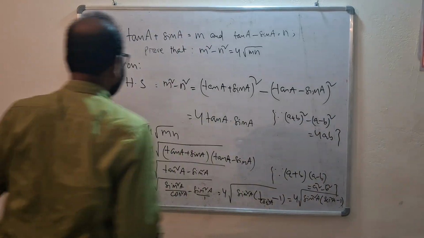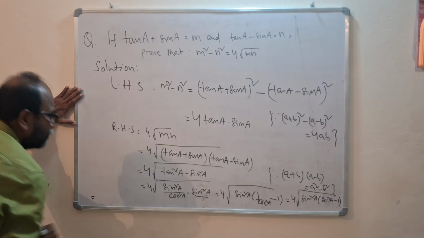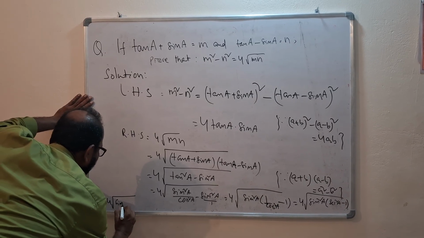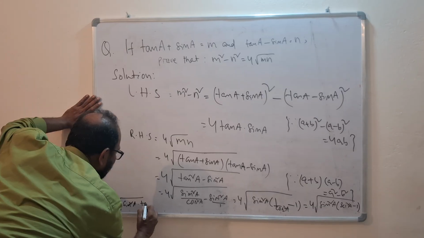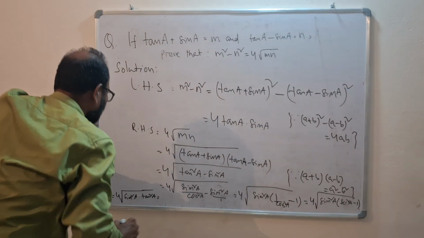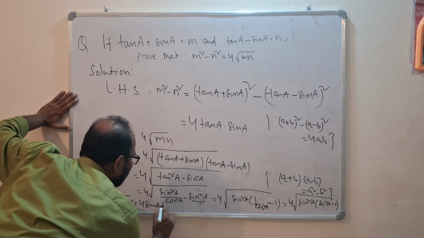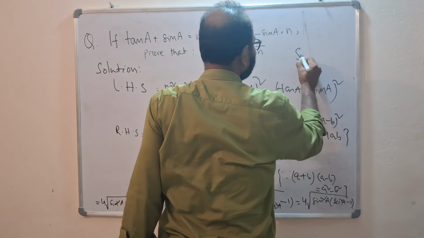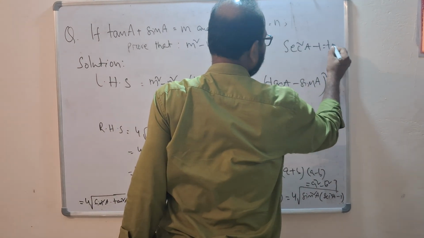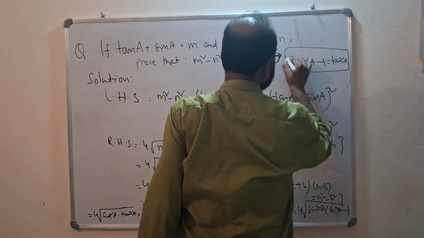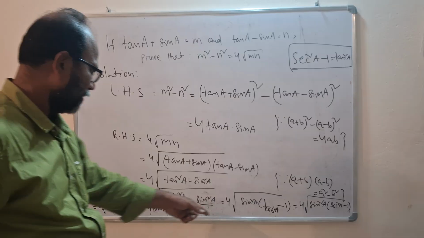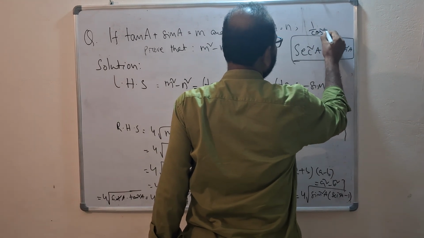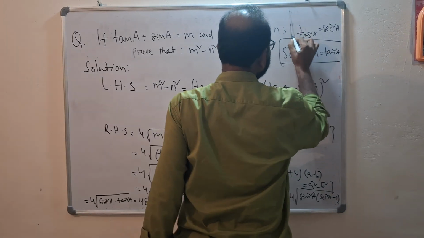So that is equal to 4 into square root of sin square A into tan square A, because sec square A minus 1 is equal to tan square A. That is equal to 4 sin A into tan A. We have used these identities: sec square A minus 1 is equal to tan square A, and here 1 by cos square A is equal to sec square A. So these are the identities we have used here.